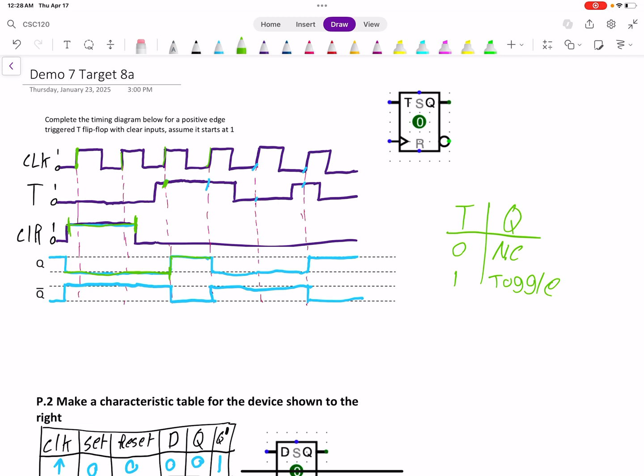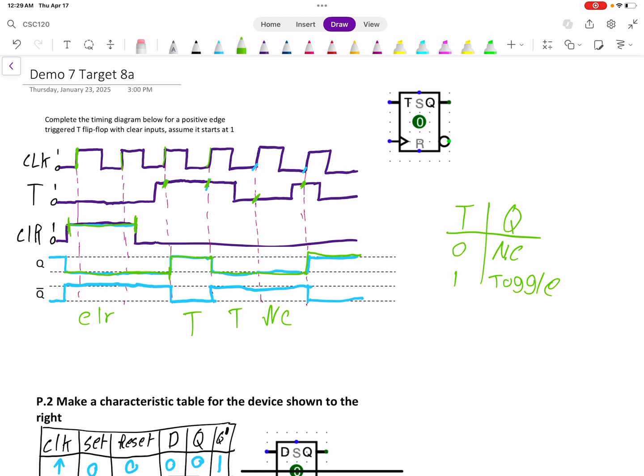So let's write toggle, and then this is clear basically. So it toggles, and then the value is 1 right here, which means it's going to toggle again. So it goes down. Here's another toggle for this one. And then over here it's at 0, so it's going to be no change. So let's write NC, no change. And then up here it's going to be at 1, so it's going to toggle, so it's going to go up. And that's basically it. That's how we get the output value.